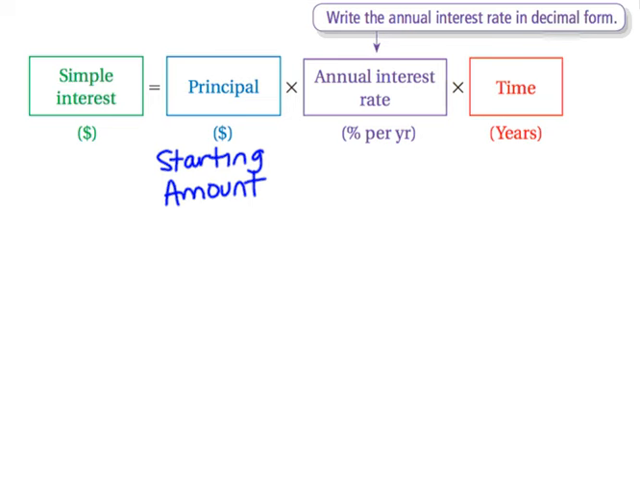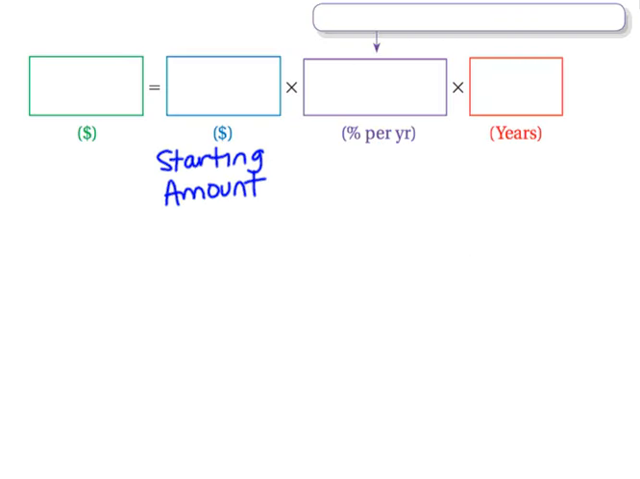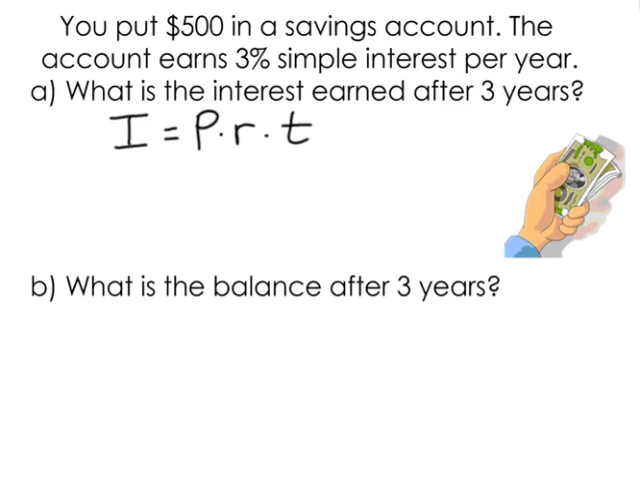All right, let's take a look at how you would actually use this equation. So it says you put $500 in a savings account, you earn 3% interest per year, and we're going to start by finding how much interest you earn after 3 years. For every single interest problem, you're going to start with your formula. So we're going to use I to represent interest, P to represent principal, R for rate, and T for time. So it's just using this equation right here, but plugging in those letters.